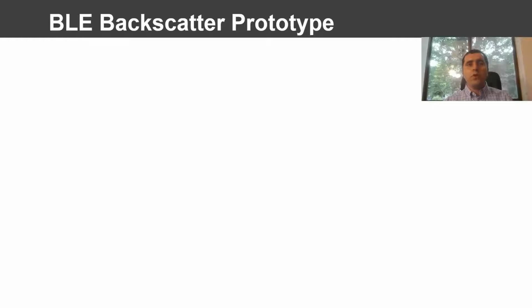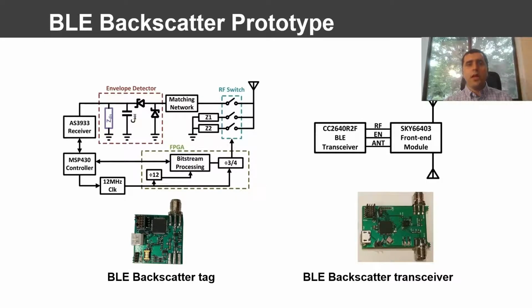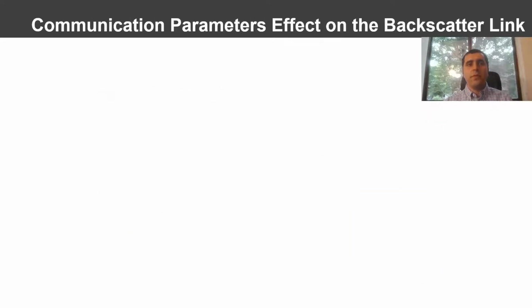To investigate the question of bistatic backscatter reliability, we designed a BLE backscatter prototype. Here is the block diagram of the backscatter tag. We use an FPGA to implement BLE bitstream processing for the backscatter tag. We also add a low-power wake-up receiver to the tag. For transceivers, we use a commercial BLE chip and add a power amplifier to amplify the output for backscatter communication. Also, each transceiver supports 2 antennas. Please check the paper for implementation details.